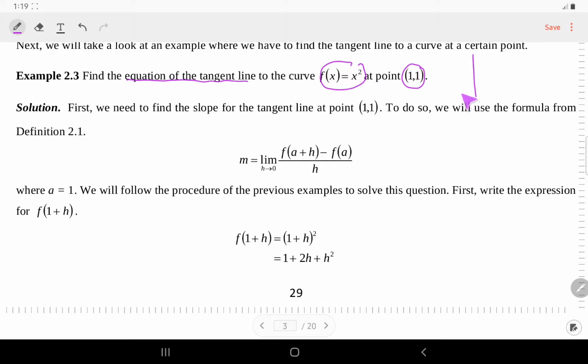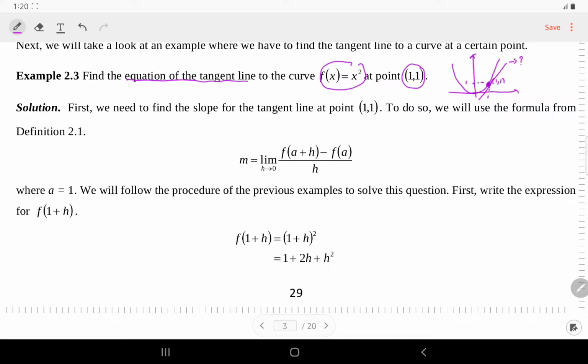Okay, meaning that we have this curve x square. Okay, dekat point sini, which is 1, 1. Dekat point yang ni lah maksudnya, point yang ni. We want to find, we have a tangent line. Okay, kat sini, kat point ni. So we want to find what is the equation of this tangent line.